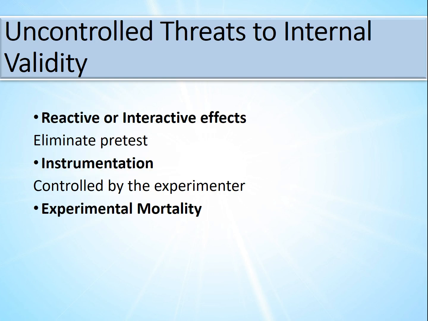Some threats to internal validity are uncontrolled. For example, to deal with reactive or interactive effects, we can eliminate the pretest. But we lose some important information. The instrumentation is controlled by the experimenter. With regards to experimental mortality, we can do nothing about it.